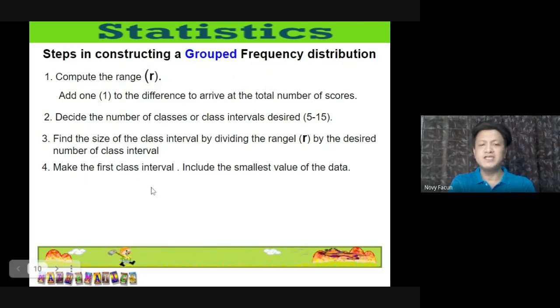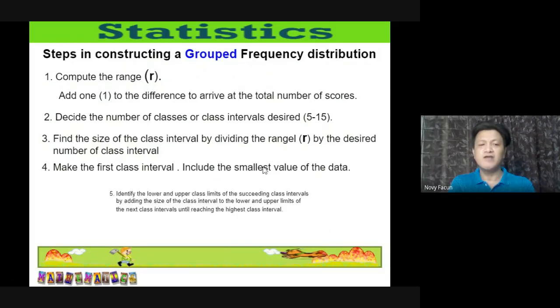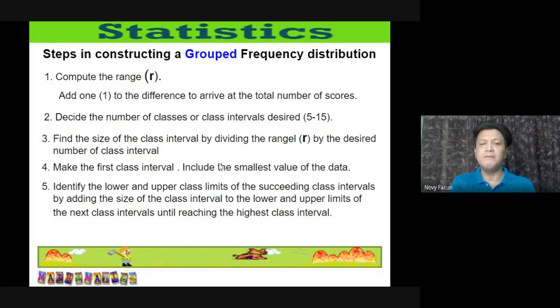Make the first class interval include the smallest value of the data. And then step 5, identify the lower and the upper class limits of the succeeding class intervals by adding the size of the class interval to the lower and upper limits of the next class intervals until reaching the highest class interval. Ibig sabihin yan, magpa-plus at magma-minus ka lang doon para makuha natin yung succeeding intervals natin.